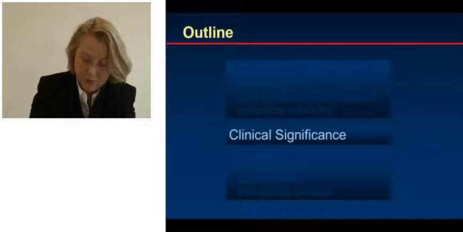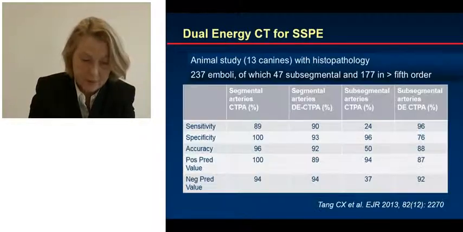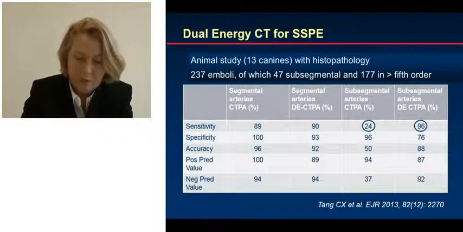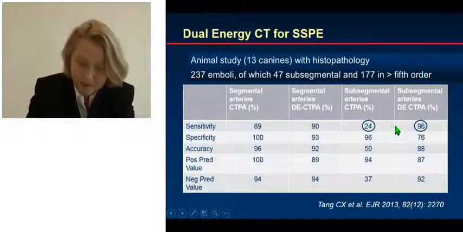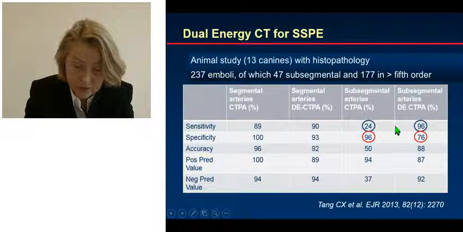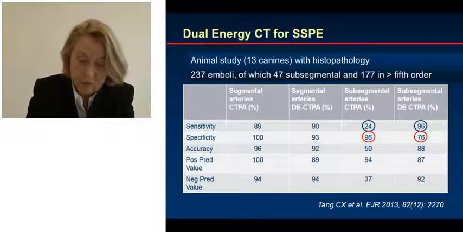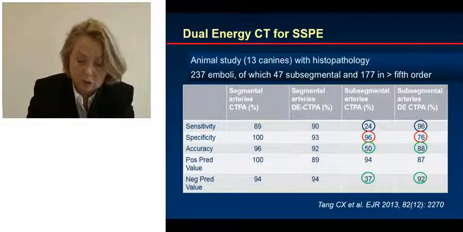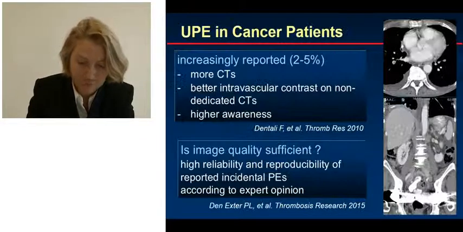The next topic I want to discuss with you is the clinical significance. And this is actually what I just pointed out to you. For example, here we are comparing CTPA and dual energy CTPA, and you see a significant increase of the sensitivity, 96% to 24%. At the loss of specificity, the overall accuracy was increasing, and there was a notably high negative predictive value of dual energy images for the detection of peripheral emboli.